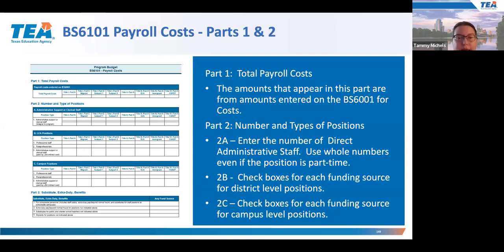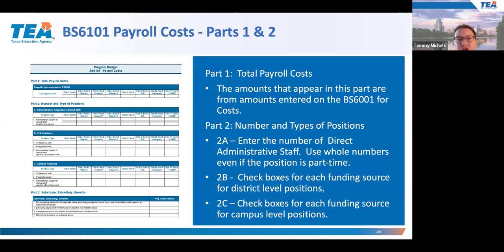Part 2A line 1 is the organization's administrative support staff. Enter the number of positions for each fund source. You must include all part-time and full-time positions to be charged to the grant in the schedule. You'll want to use whole numbers regardless of whether the positions are full-time or part-time. And then you'll want to keep documentation locally regarding time and effort.